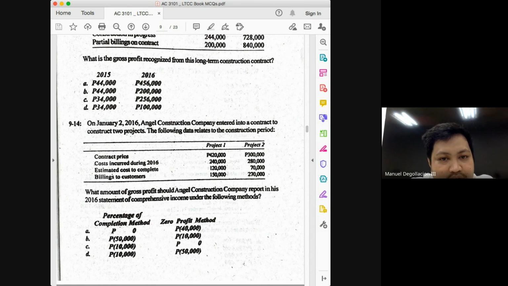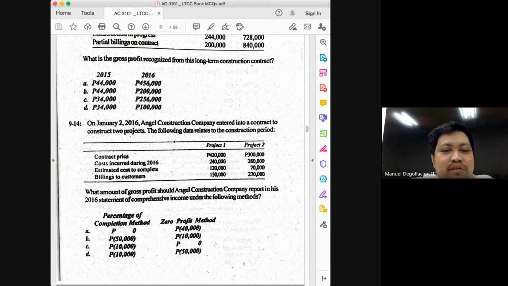Contract price is 300. Cost incurred to date is 280. Estimated cost to complete is 70. So that means total cost is 350. That means we have an expected total loss of 50. Do we need to solve for the percentage of completion? No, because if it's a loss, recognized in full. So from project 2, we will recognize a loss of 50. So all in all, from both projects, we will be reporting a loss of 10,000.